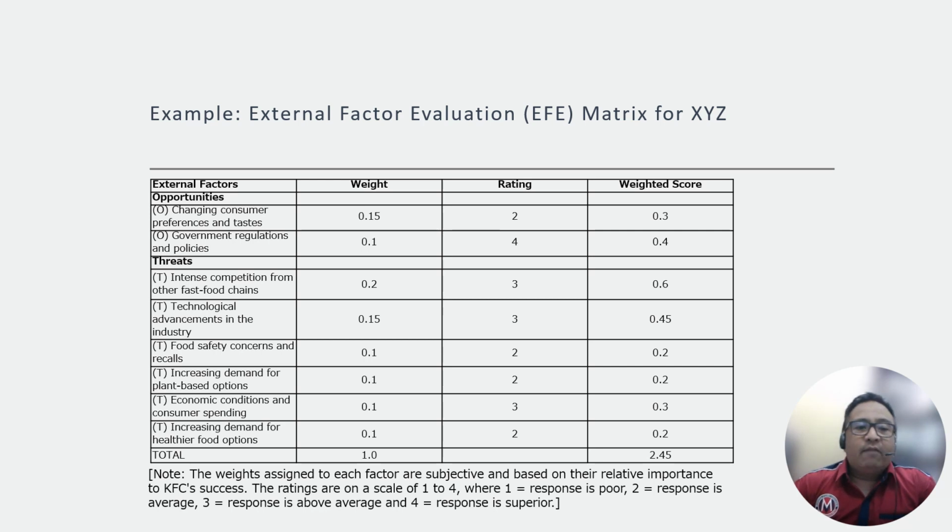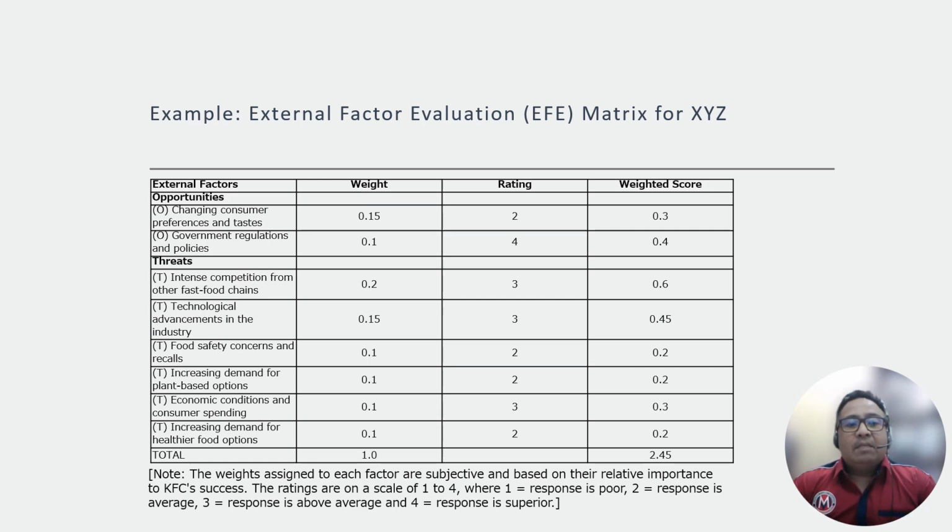Food safety concerns and recalls also represent a threat with a weight of 0.1, a rating of 2, and a weighted score of 0.2. This threat indicates the potential risks associated with food safety concerns and recalls. The rating of 2 suggests that the organization needs to address and improve its practices to mitigate these risks effectively.